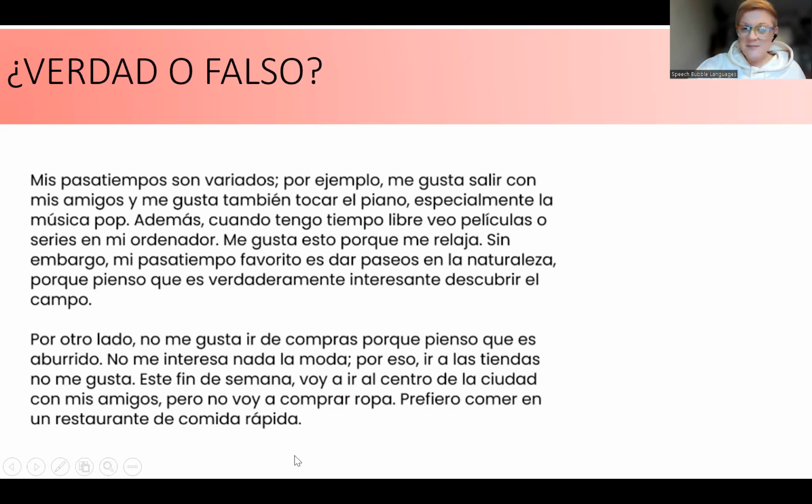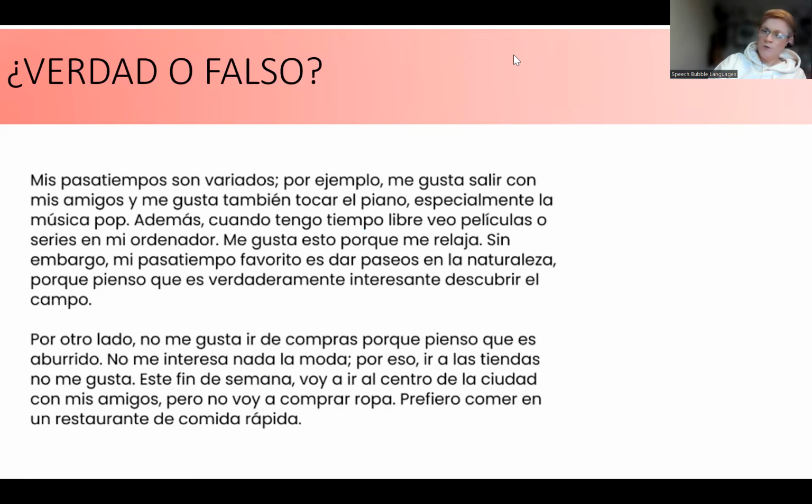Okay, folks, so we have mis pasatiempos son variados. Por ejemplo, me gusta salir con mis amigos y me gusta también tocar el piano, especialmente la música pop. Además, cuando tengo tiempo libre, veo películas o series en mi ordenador. Me gusta esto porque me relaja. Sin embargo, mi pasatiempo favorito es dar paseos en la naturaleza, porque pienso que es verdaderamente interesante descubrir el campo.